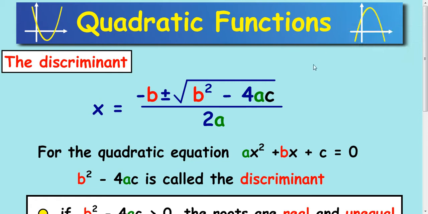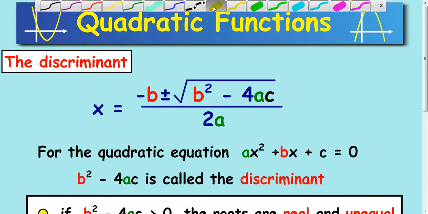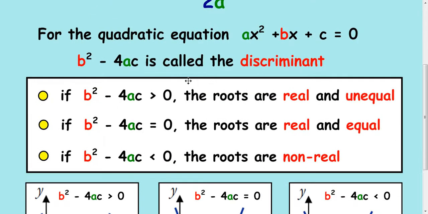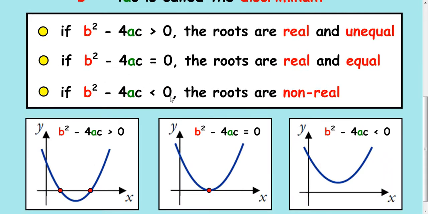In this lesson we're going to look at the discriminant. Now you can see on the screen we've got the quadratic formula. The discriminant is just this part here, the b squared minus 4ac. And this can be really useful because it can tell us a lot about the quadratic and about the roots of the quadratic. So here's what b squared minus 4ac tells us.